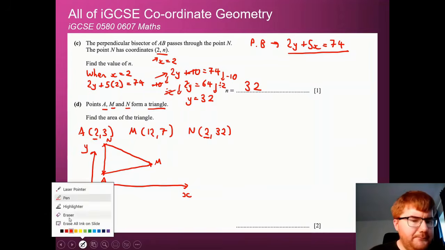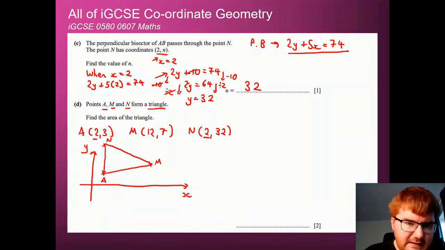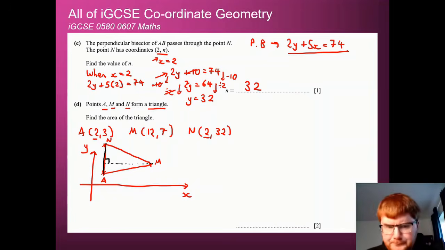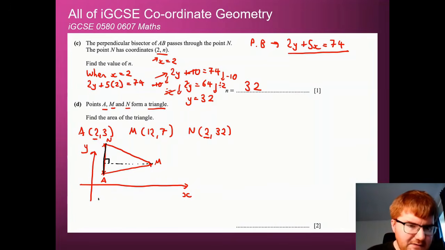Remember, the area of a triangle is the base, so this is going to be our base in this case, multiplied by the perpendicular height divided by 2. So let's work out these things. Our base is going to be the difference between 3 and 32. So that's going to be 29.